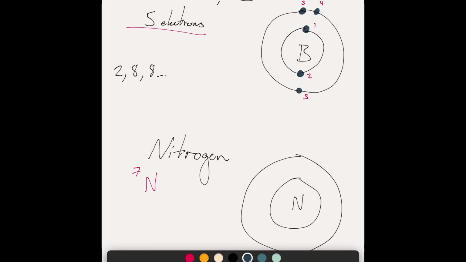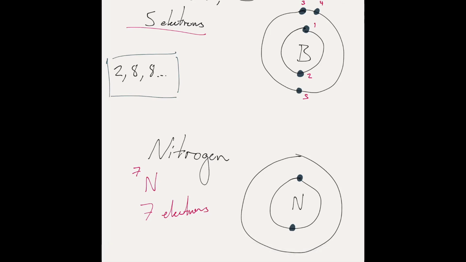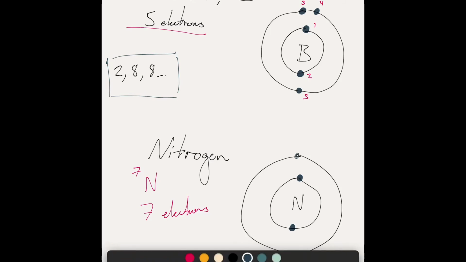And so just like before, if I draw this out, I've got 2 on the first shell because that's all I can fit on the first shell. Remember, we're looking at this rule here, the 2, 8, 8 rule. And so how many do I have left over? If I've already drawn 2 of them, how many can I fill on the next shell? The answer to that one is 5.